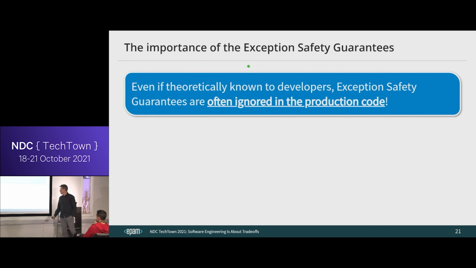My basically experience from doing workshops for quite a long while already is that even if theoretically we know what exception safety guarantees are, we often ignore them in our production code. We just don't think about this when writing our code, and I would like to raise your awareness of this subject, because this is a really important one, right? We actually expect the standard library to be strong exception safe. If it was not, everyone would complain that it is something that we cannot use.